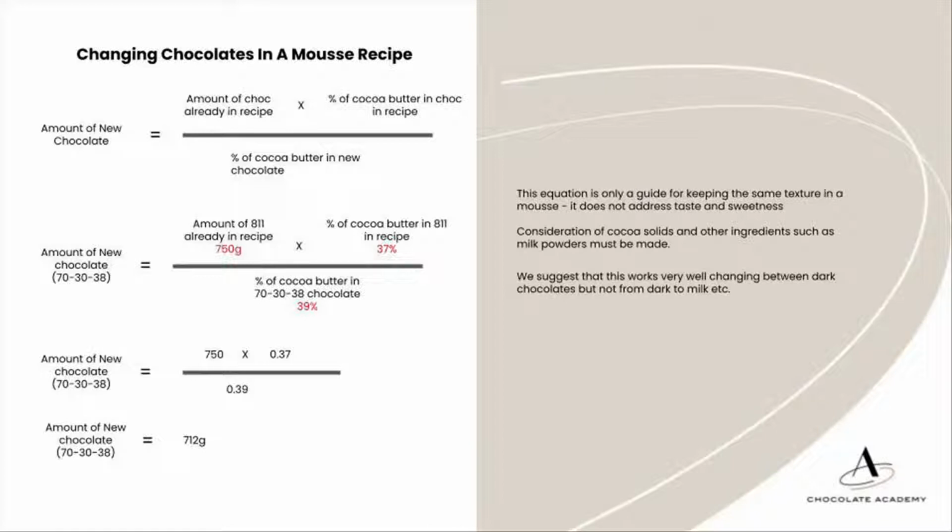So this equation works if you're doing it for milk, if you're doing it for white, but we've tried swapping. So we've tried doing it from a white chocolate to a dark chocolate, but it doesn't work. So it works when you're doing the same kind of chocolate. But I think that's really useful because, again, we all get recipes from all over the place, but we don't necessarily have the chocolate that they originally used in that recipe. So if you can find out the chocolate and you can find out what the percentage of cocoa butter is, you can then do this little equation, which is really good.